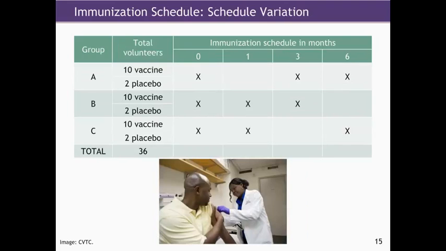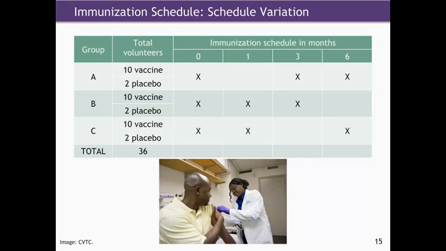So this is another study design to evaluate the safety and immune response of a vaccine given at different schedules. There are 3 groups with products given at different time points. In Group A, they will receive product at 0, 3, and 6 months, Group B at 0, 1, and 3 months, and Group C at 0, 1, and 6 months.